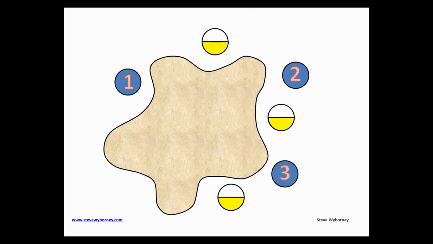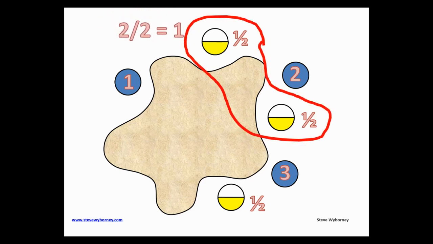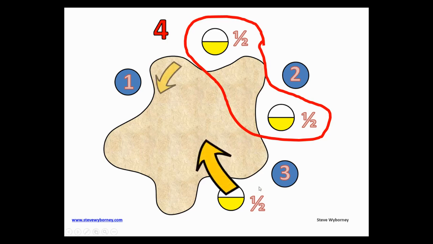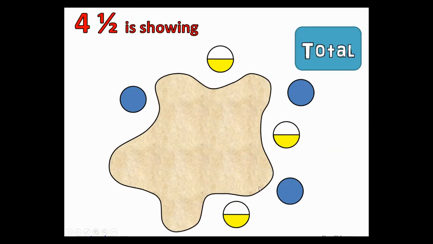So there are 3 whole circles, and there are also 3 half circles. We can't count 1, 2, 3, half, half, half. So how can we add the halves onto the wholes? Well, we know that 2 halves make 1 whole. So after 3 whole circles, we can add 2 more halves, which make another whole, or 4 whole circles. And then we still have down here 1 half by itself. So combining that half and that 4, we have a total outside the splat of 4.5. So 4.5 is showing.